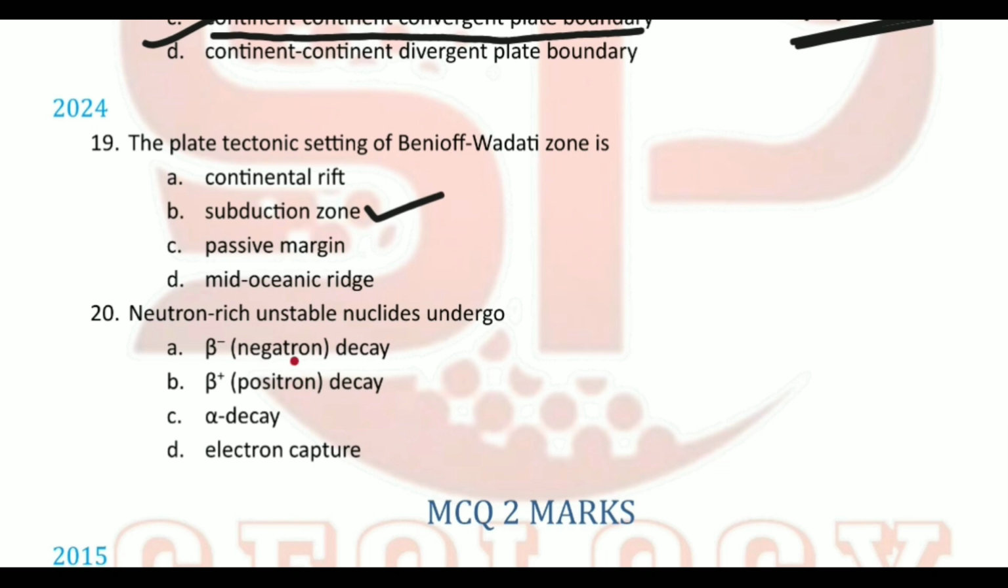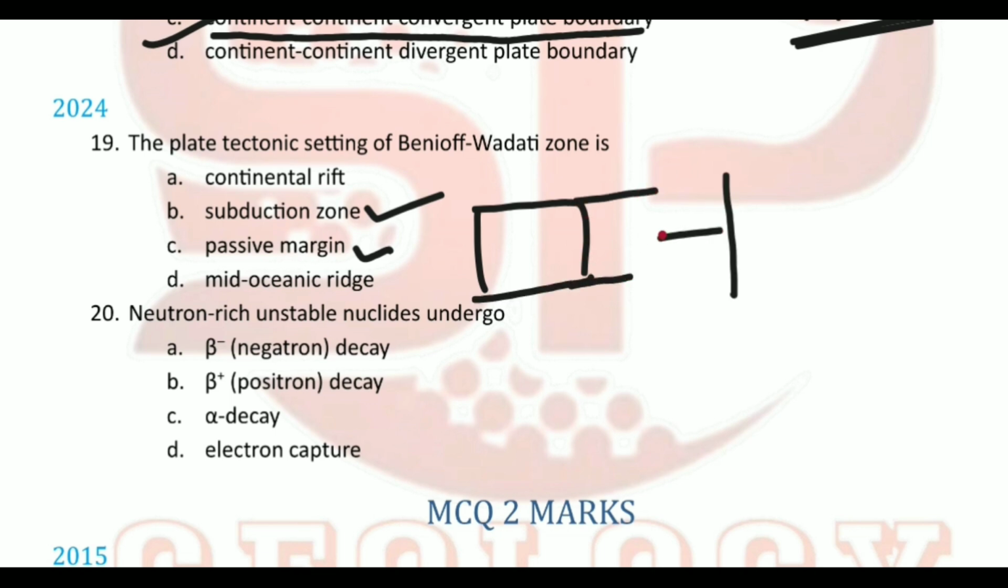In continental drift, it is produced in the divergent plate boundary. It is a normal fault condition. Then the passive margin is the margin of the continent, which is far from the plate boundary.